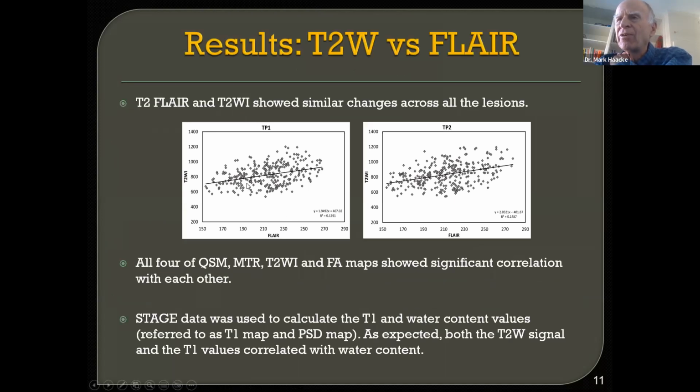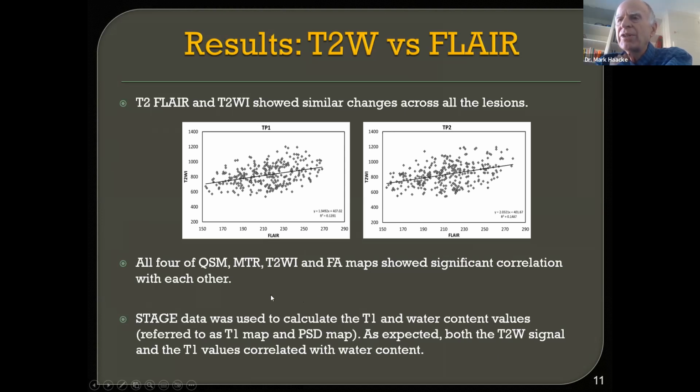So what did this data look like? So let's plot all of these lesions. In this case, we're going to plot the properties of the lesions. So the T2 weighted images, as the T2 weighted images got brighter, so did the FLAIR images get brighter. So that's not a surprise. Actually, we expect to see that. And that was the same for time point 1 and for time point 2.